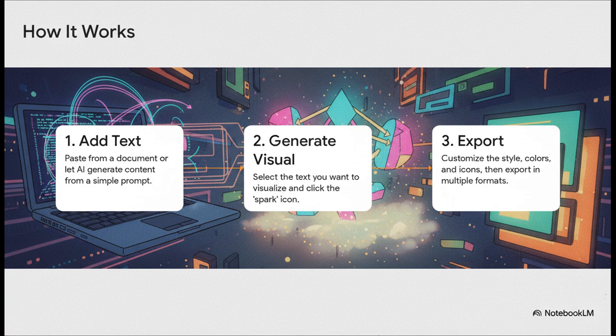First, you get your text in there, either by pasting it or even having the AI help you write a quick draft. Then you just highlight what you want to visualize, hit this little spark icon, and bam, the AI gives you a bunch of visual options. From there, you just pick the one you like, tweak it, and send it on its way.